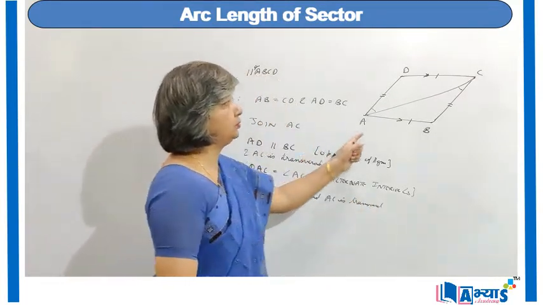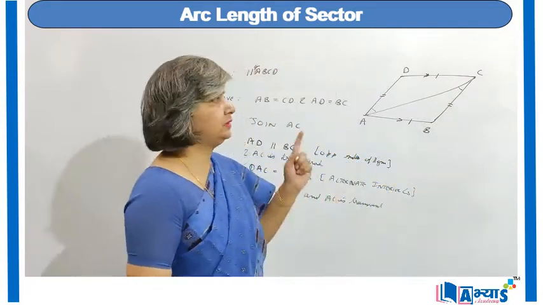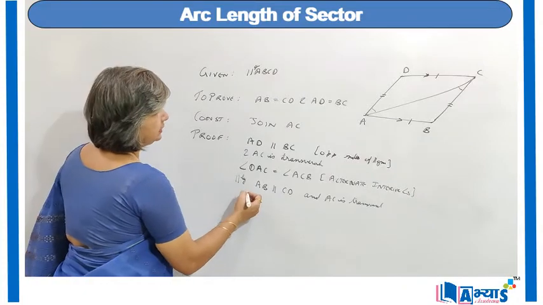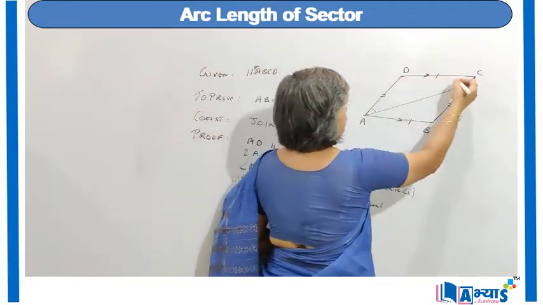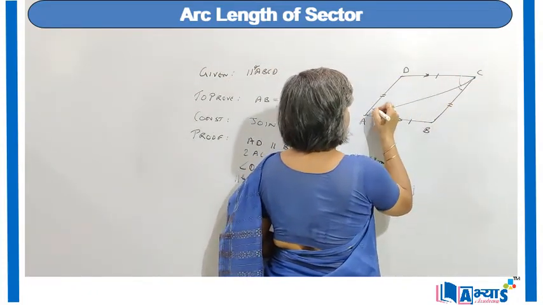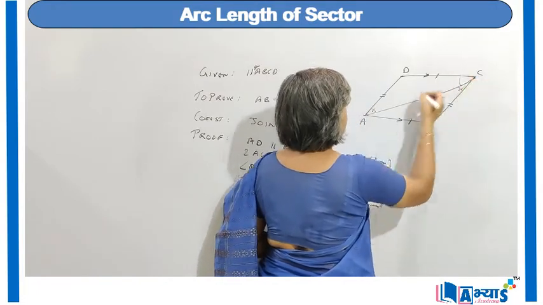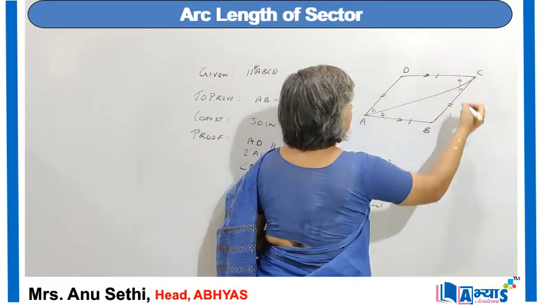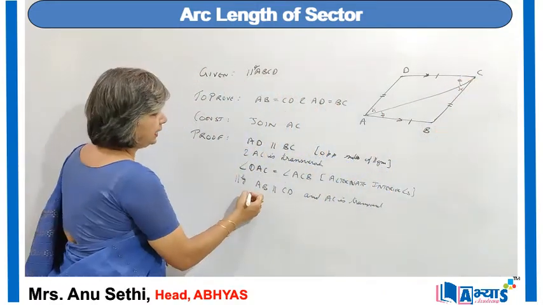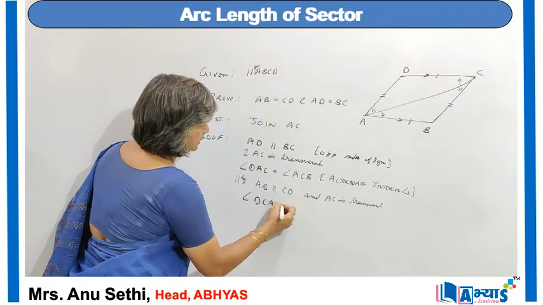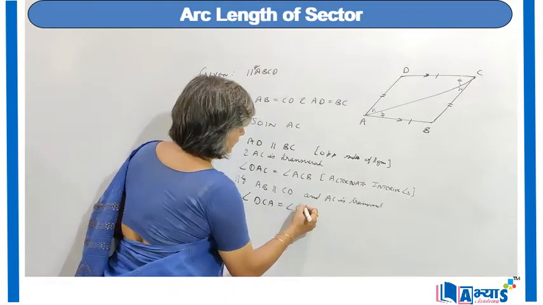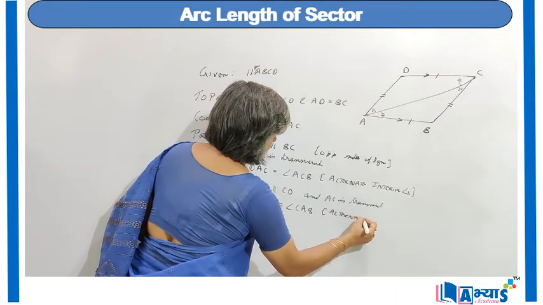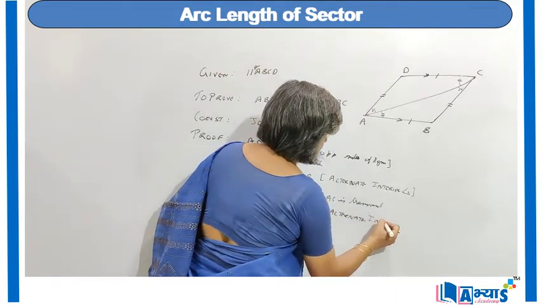because AB is also parallel to CD, as they are the opposite sides of a parallelogram, and again AC is the transversal. So we can say that angle DCA is equal to angle CAB. Again, alternate interior angles.